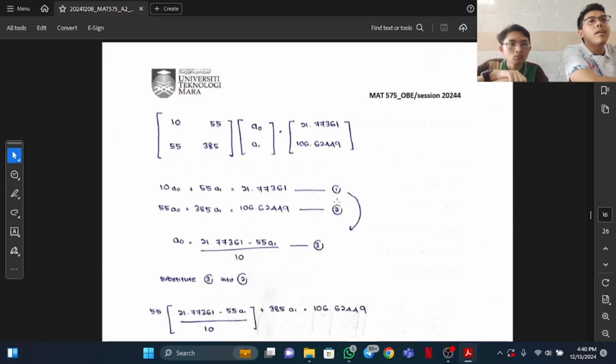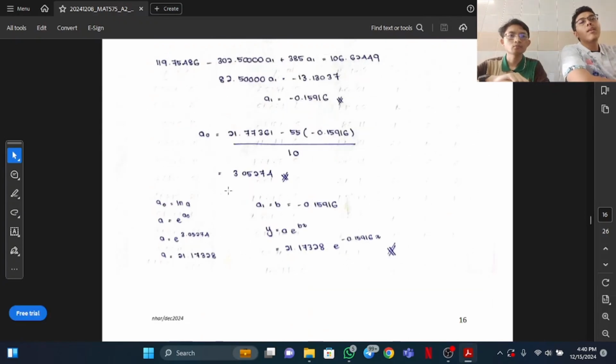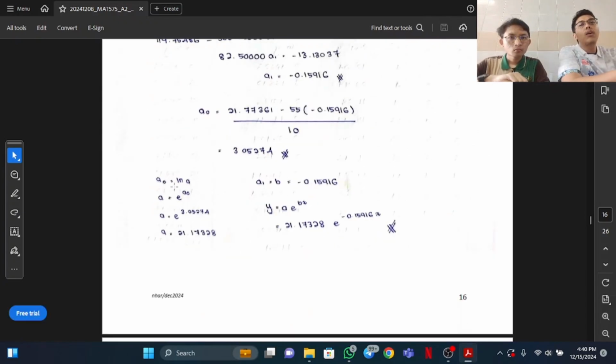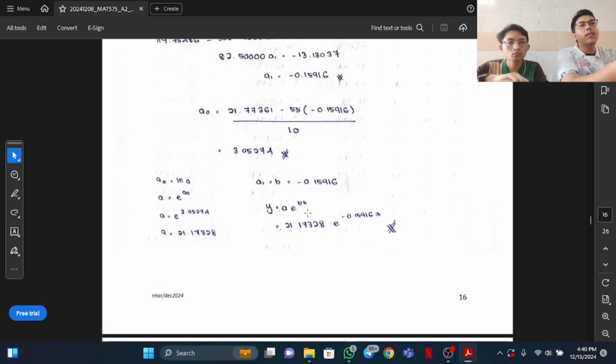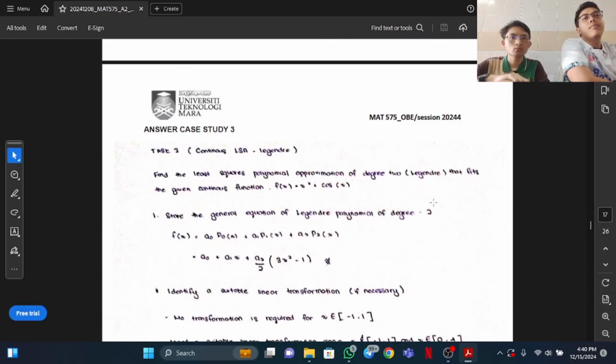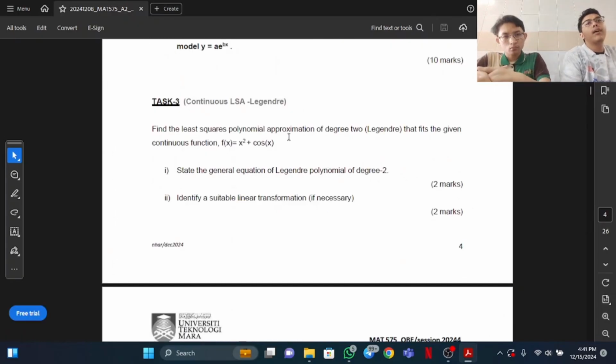And then from that data we insert into our matrix, and then substitute and calculate our a naught, and then we convert it back into a naught, which is a naught equal to ln a, and then substitute, and we get our a value is 21.17328, and for b is equal to a1, so we just take the value of a1, insert back to our equation. So our final answer is 21.17328 exponent negative 0.15916x.